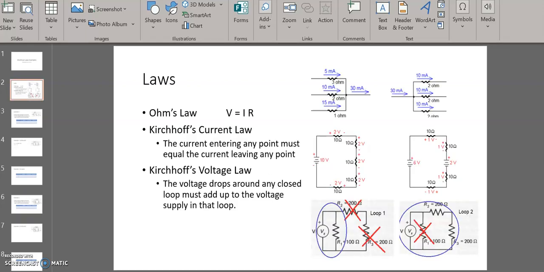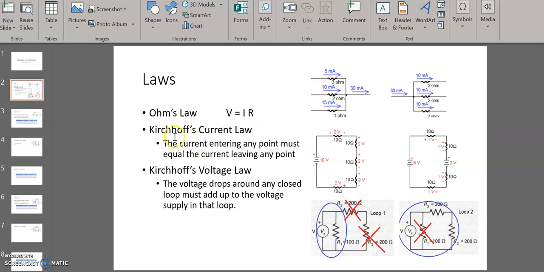First off, we have Ohm's law, which is basically V equals IR. When we're using this, we need two of these three variables: either voltage, current, or resistance. We need two of those three to figure out the third. So we can use this basic equation to help us figure out one of those missing values.